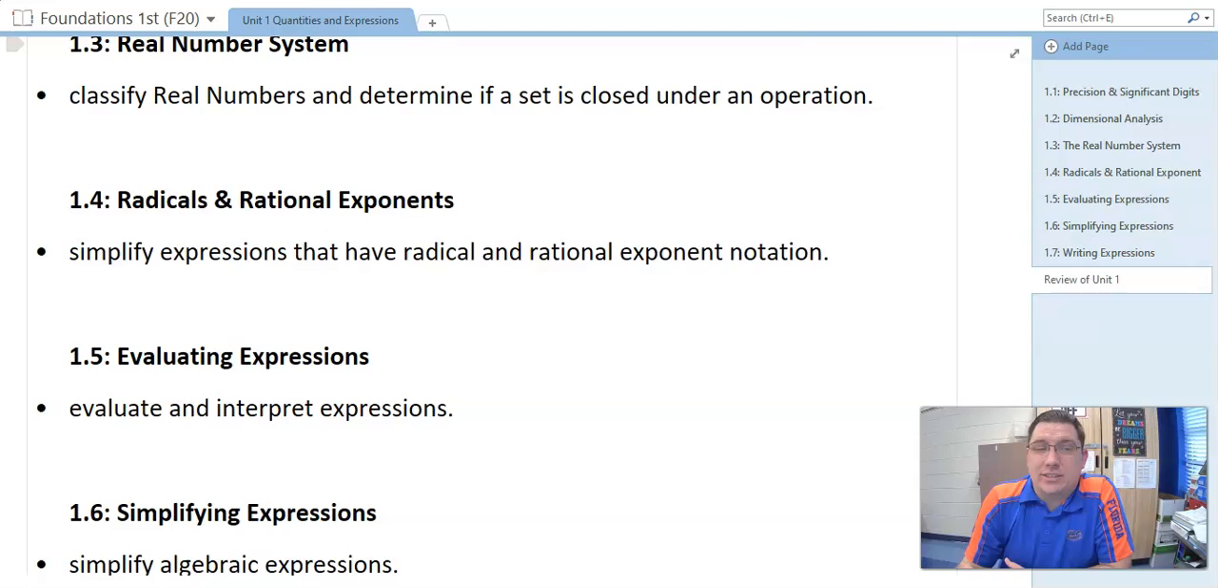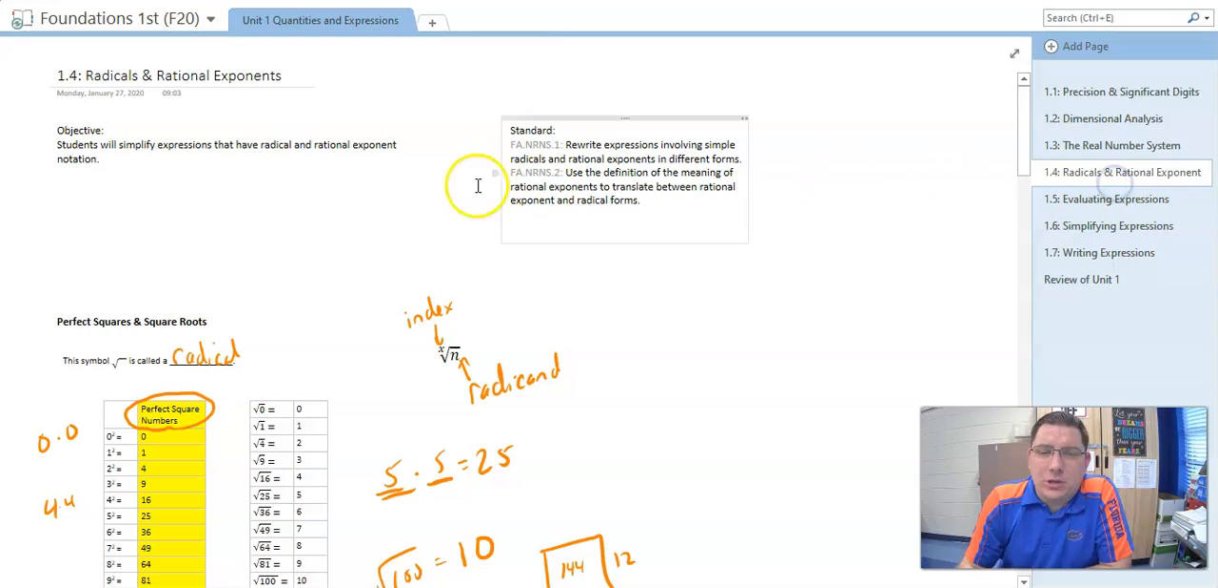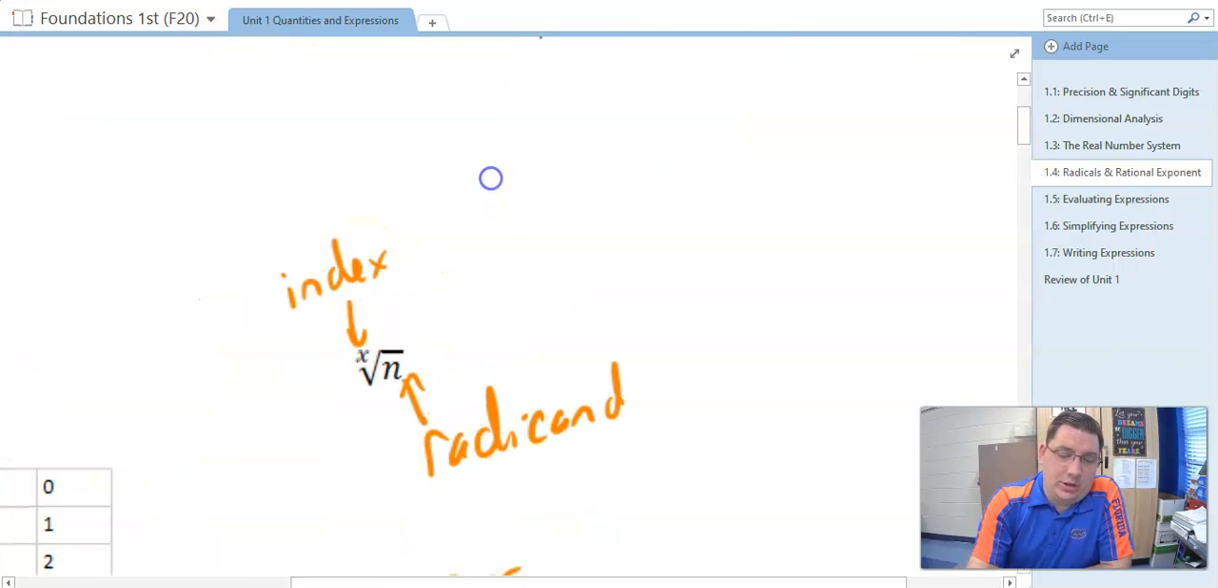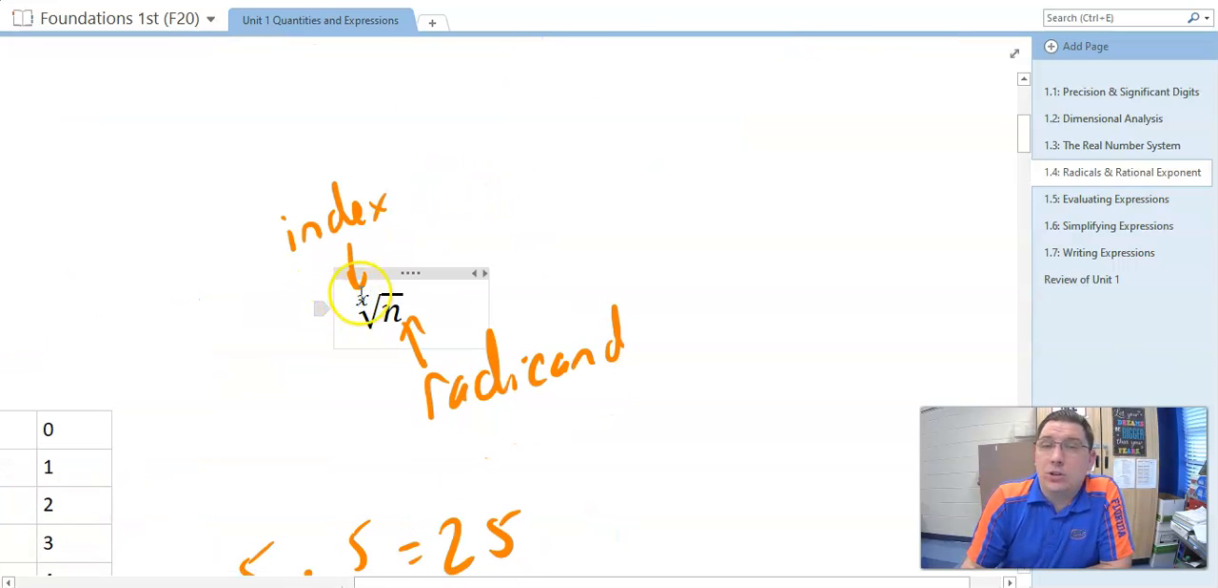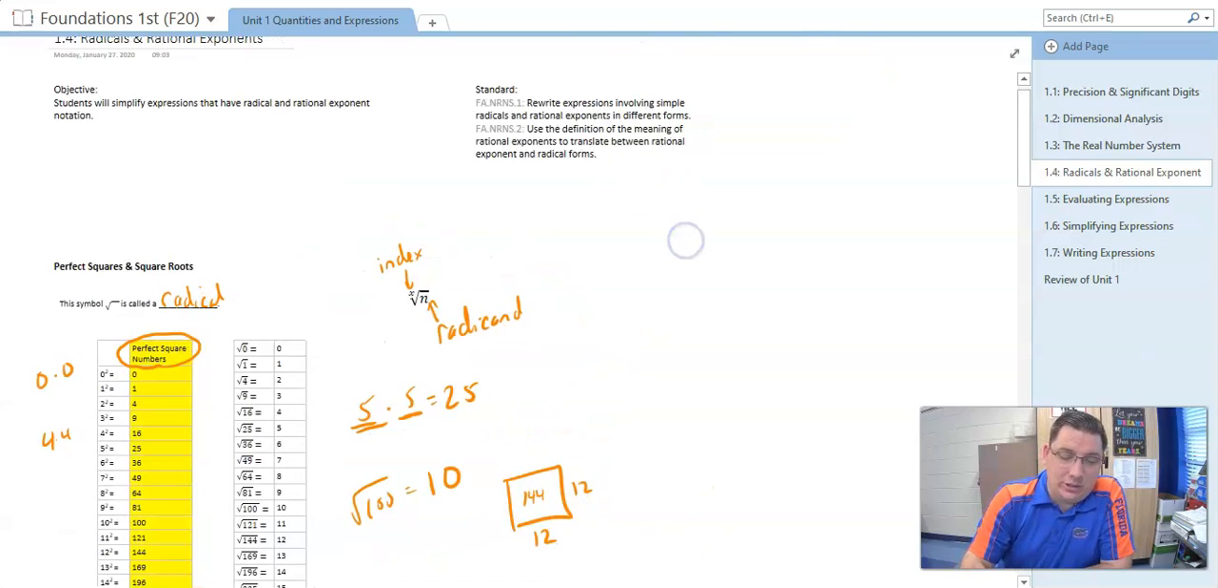All right, so let's look at section 4. That is on radicals and rational exponents. And in this section, we looked at simplifying expressions that have radical or rational exponent notation. And so one thing I want to remind you of when we talk about these radicals is where things go, right? We talked about that the number in the hook of the radical up here is called the index. The number inside is called the radicand. And then we could have a power out back. And we will look at some of these values, right?